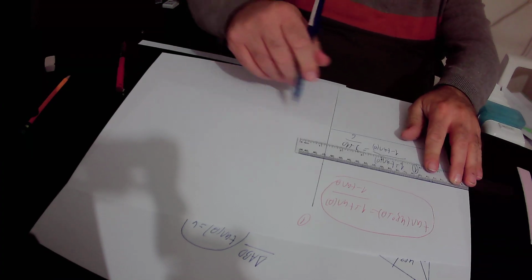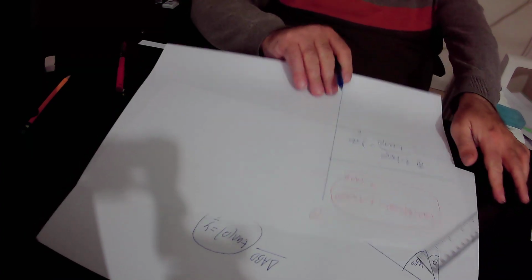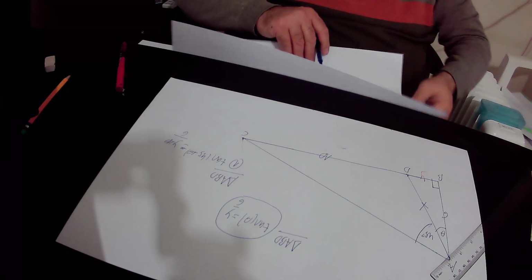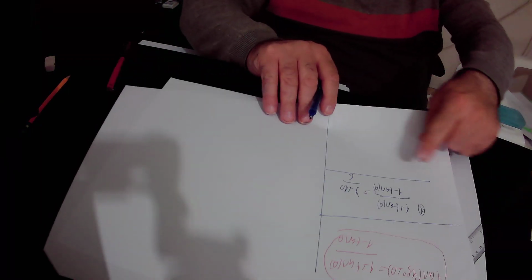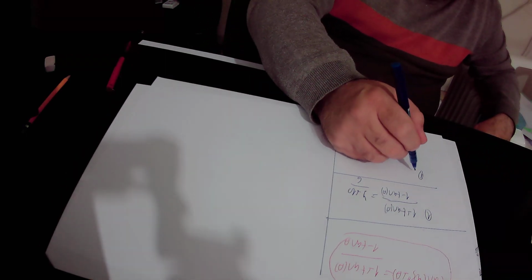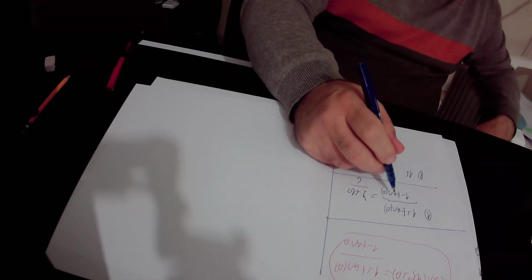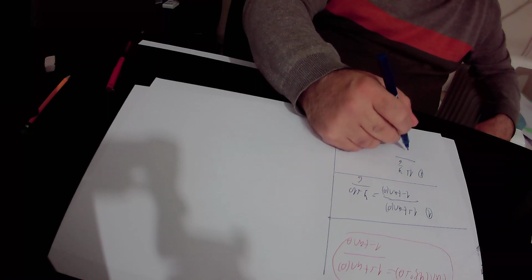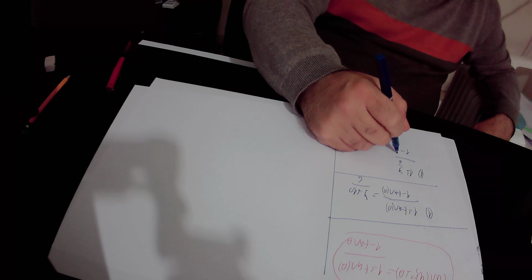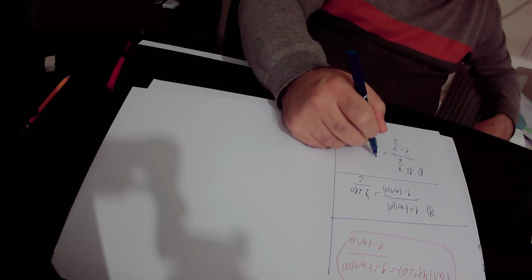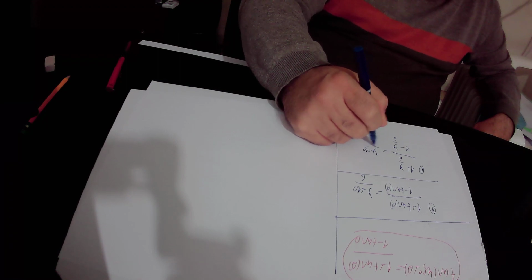Here we have already found out that tangent theta equals y over 6, so we substitute tangent theta in equation number 1 by y over 6, and we get that according to equation number 1, 1 plus tangent theta, which is y over 6, over 1 minus tangent theta, which is also y over 6, is equal to y plus 10 over 6.